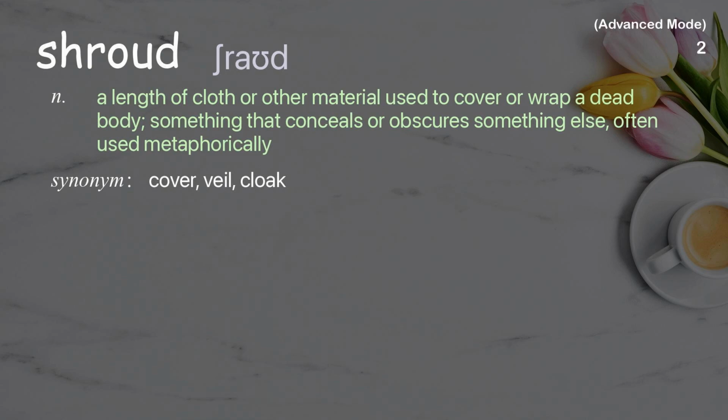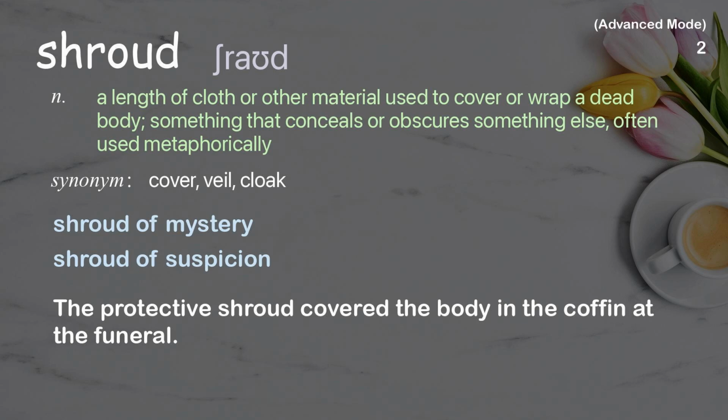Shroud. A length of cloth or other material used to cover or wrap a dead body, something that conceals or obscures something else, often used metaphorically. Examples: Shroud of mystery. Shroud of suspicion. The protective shroud covered the body in the coffin at the funeral.